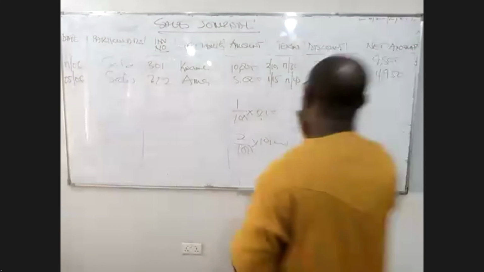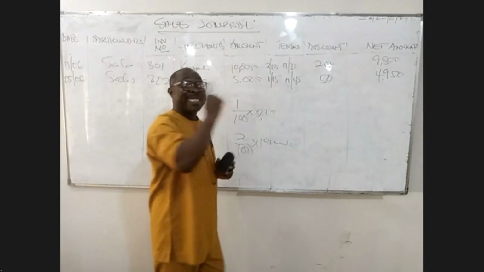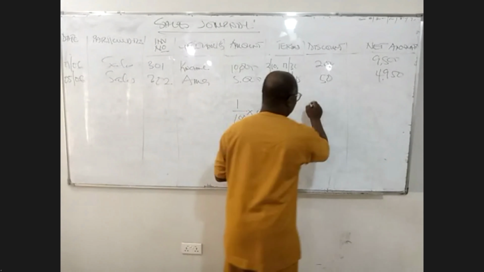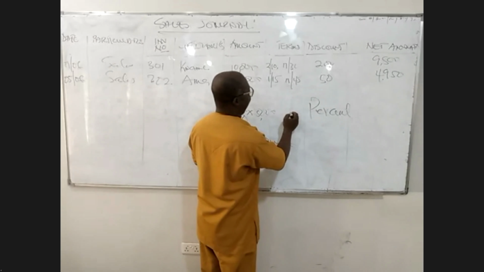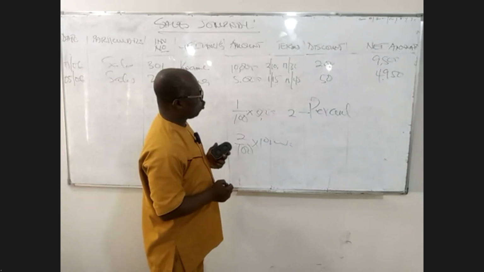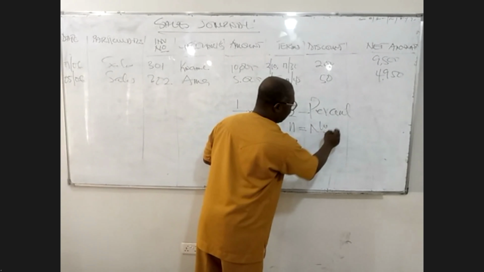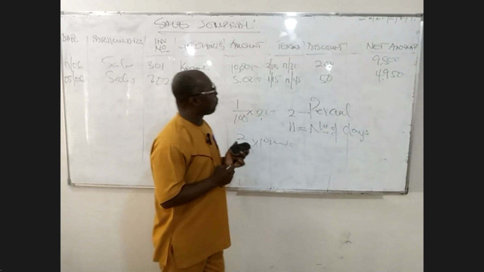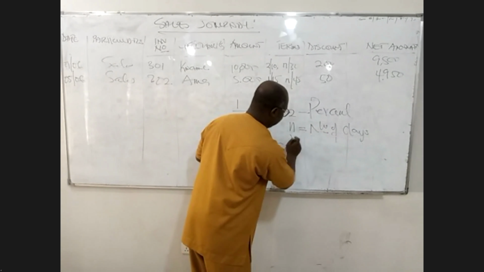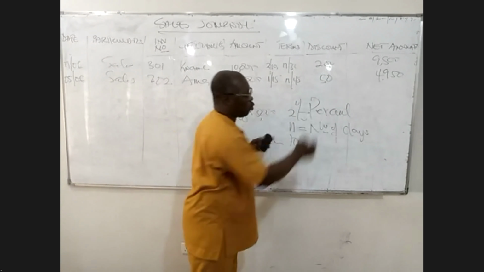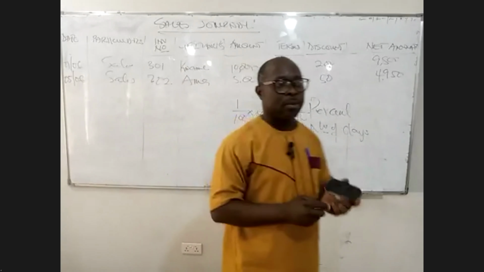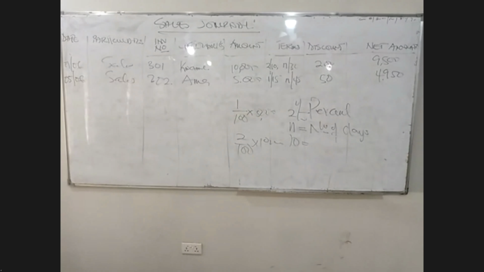The first figure there is about percent. So how do you write percent these days? So this is 2. Then the n is what? Number of days. The 10 is also number of days. If you're able to pay within 10 days, you enjoy 2% discount.